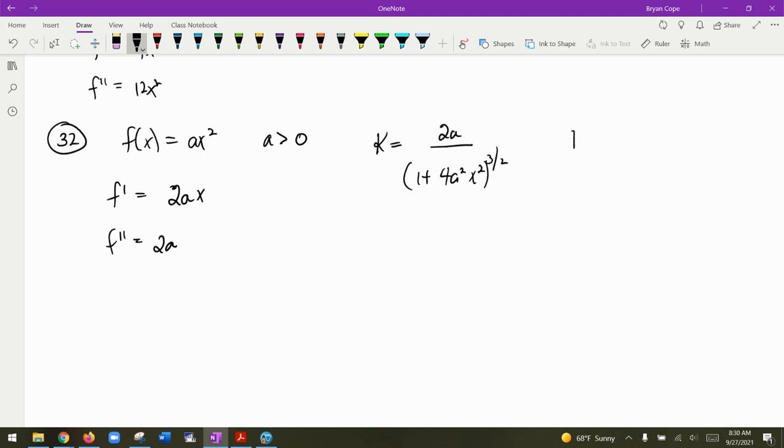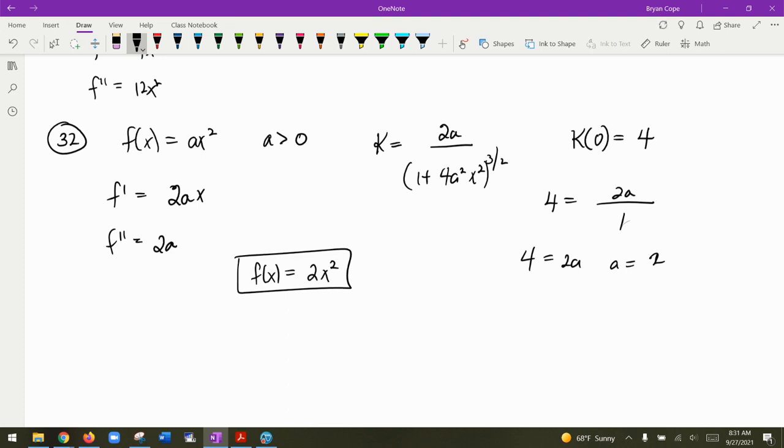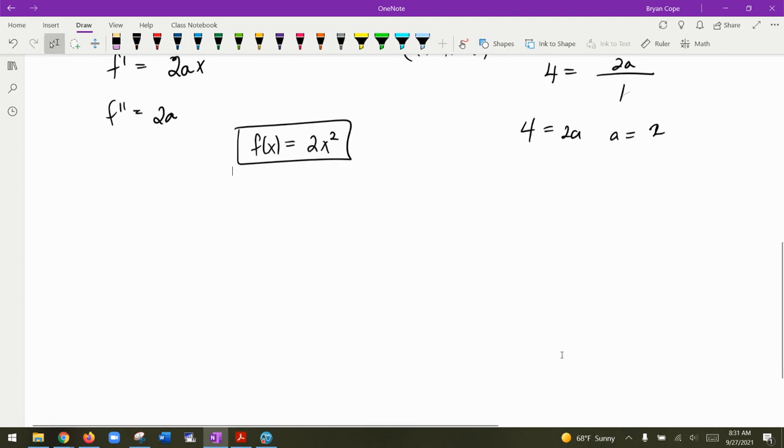Now we're interested in curvature at the origin being 4. So let's let x be 0 in that formula. So 4 equals 2a over, oh nice, 1 to the 3/2, so just 1. So this means that 4 must equal 2a, and so a would need to equal 2. All right, so our function would simply be 2x squared. Okay, 38.